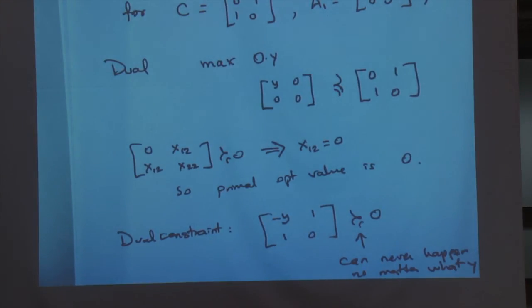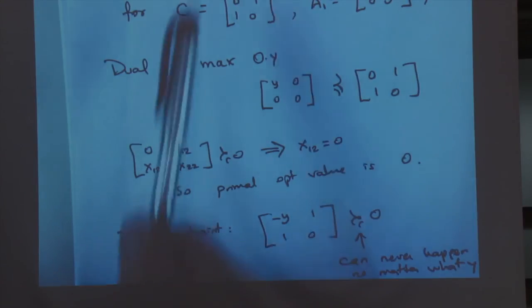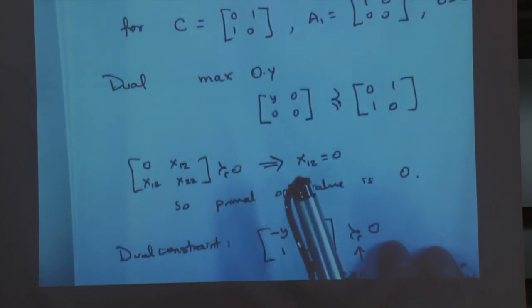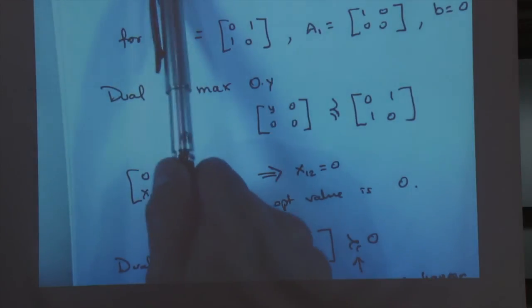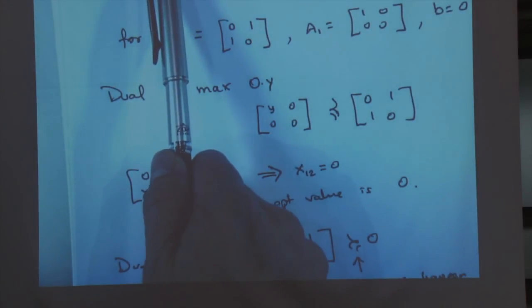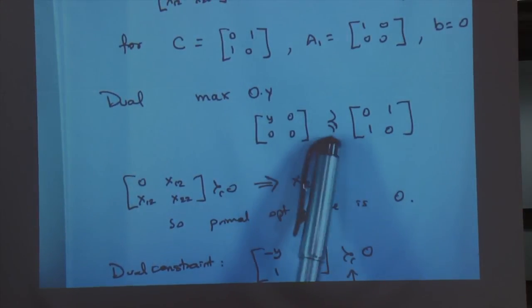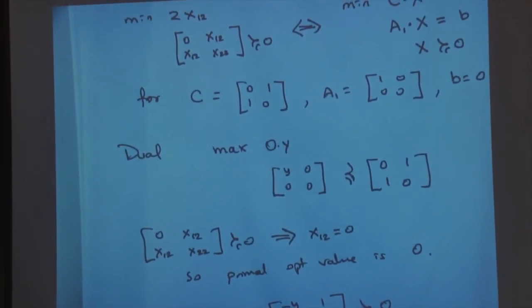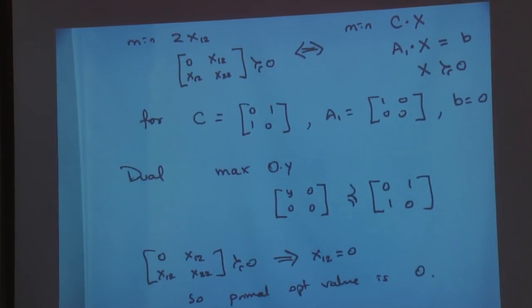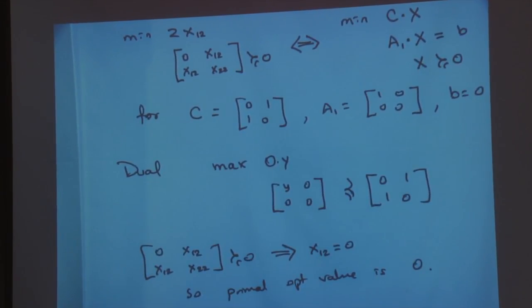See, this is the strange pathology here. The primal problem is perfectly fine, bounded, feasible. It has an optimal solution, 0. Whereas the dual problem here is infeasible. So this is the first example.